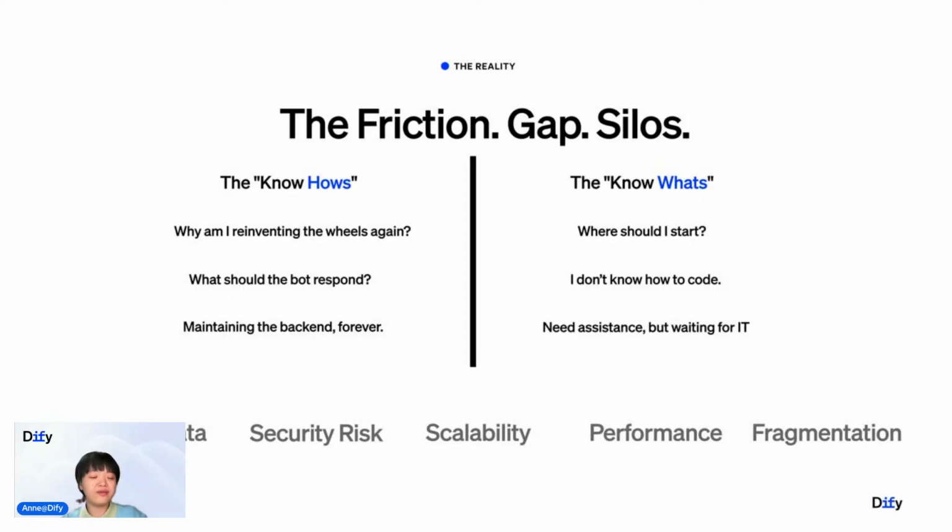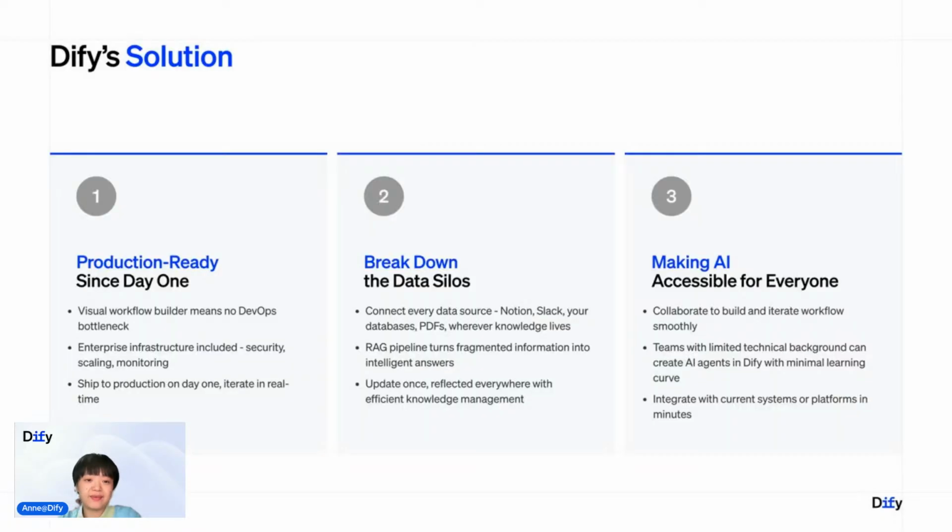While for the enterprise, they're also facing data silos, security risk, scalability, and performance issues besides the different system fragmentation. So, what is Dify's solution? We provide production-ready product since day one. Here you can use Visual Workflow Builder, which means there will be no DevOps bottleneck, and enterprise infrastructure includes security, scaling, and monitoring, so that you can ship to production on day one and iterate in real time.